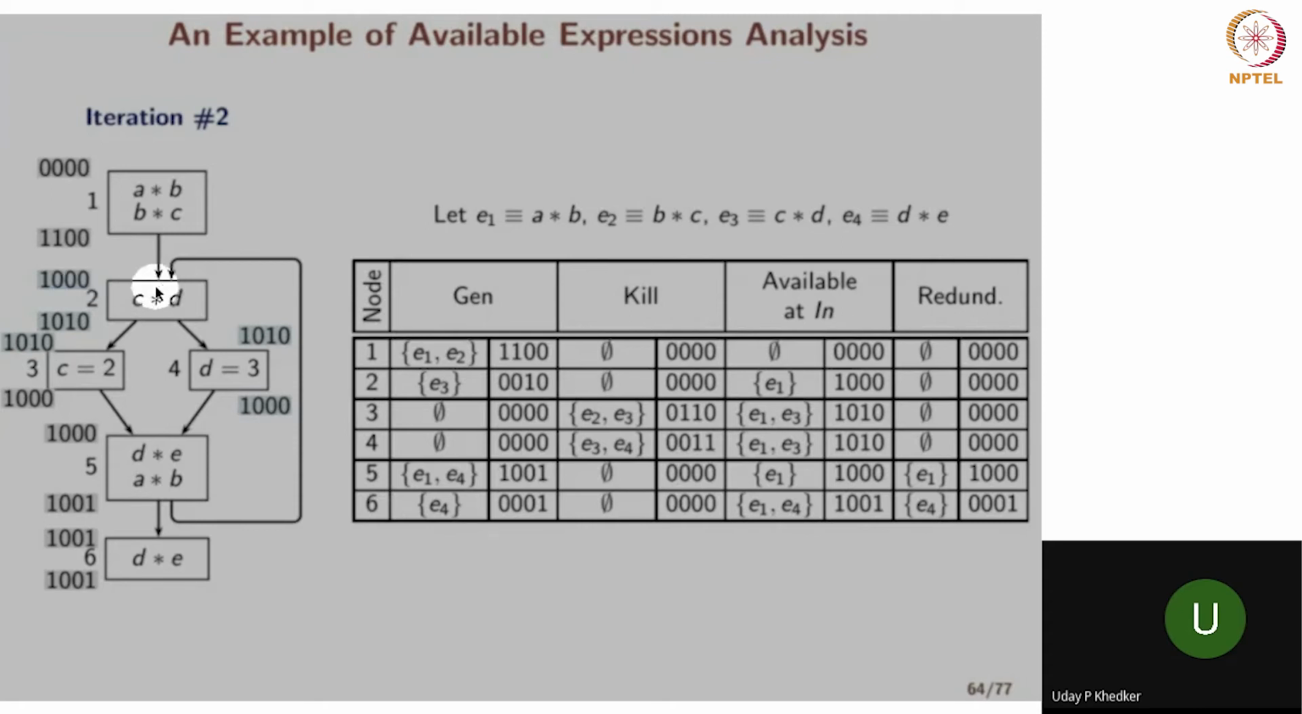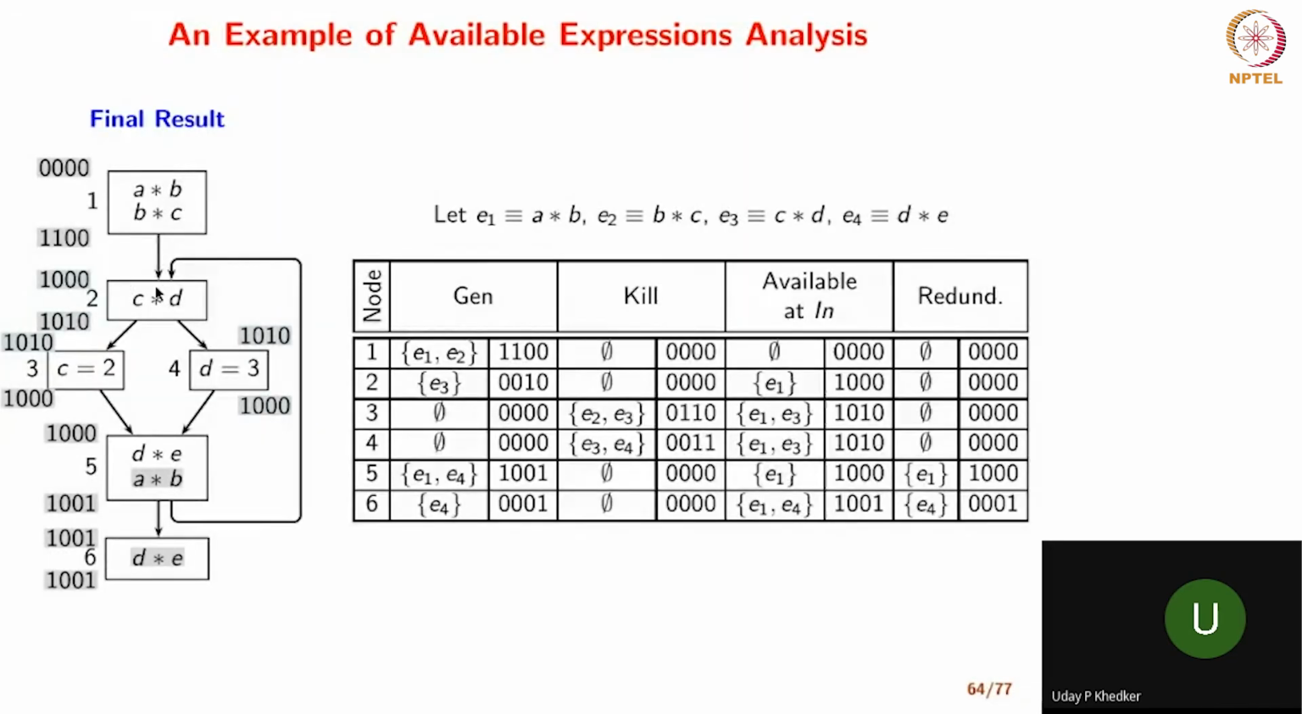So now we say that this expression is 100. To that we add C star D. So we get this at the entry and we get 100, no change here. Here we get 100, something has changed. 100 here, 1001 here, 1001 here, 1001 here, and this is our final result. Okay, there is no further change.